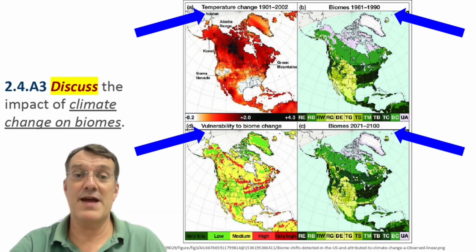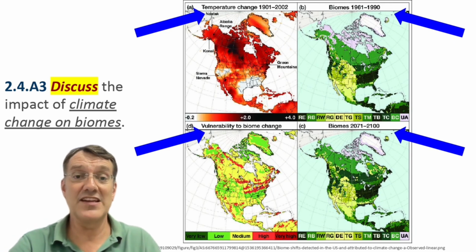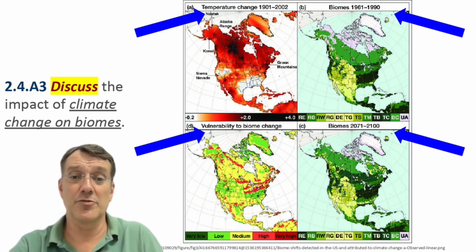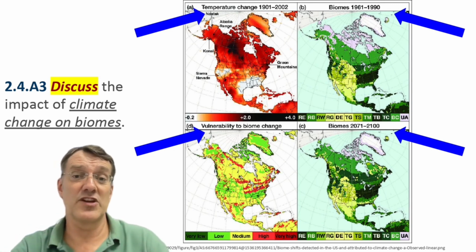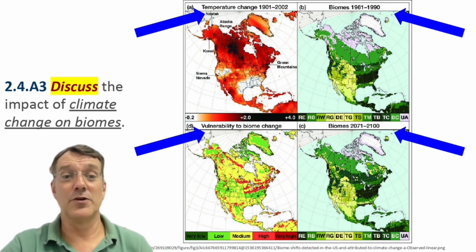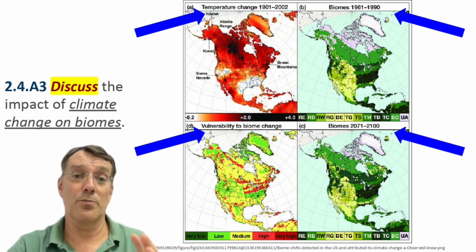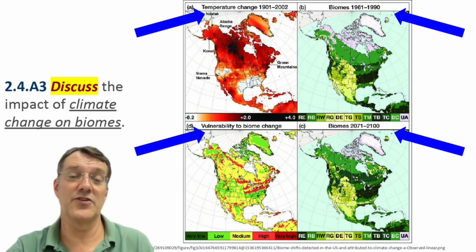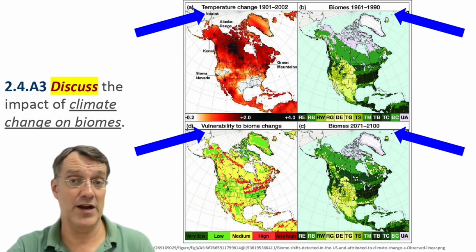Climate change is impacting biomes around the world. These maps show temperature changes from 1901 to 2002, biome distributions from 1961 to 1990, projected biomes for 2071 to 2100, and vulnerability to biome change. Areas with high vulnerability, those in red, face pretty significant ecological transformations as climate zones shift towards the north and south poles and upward in elevation or altitude.